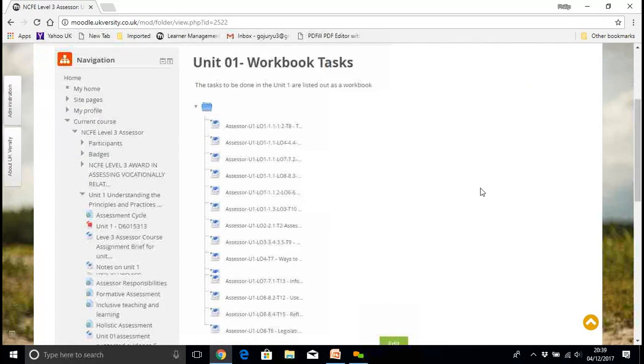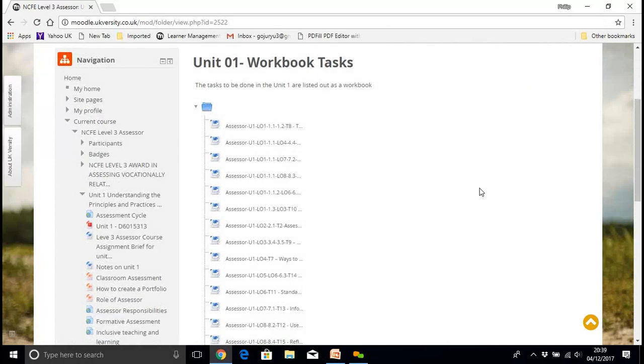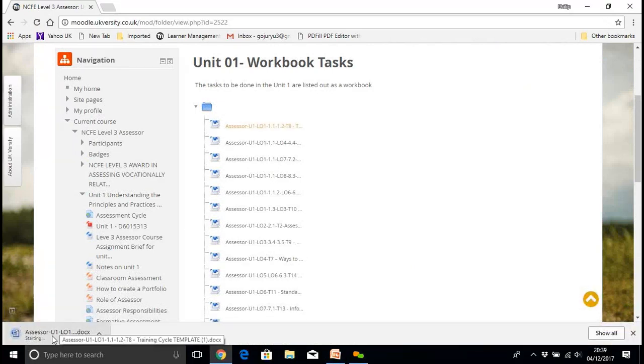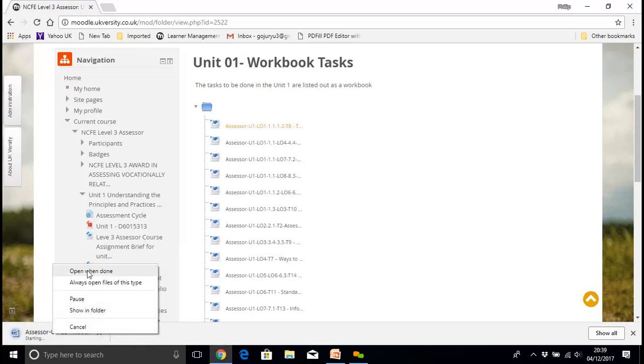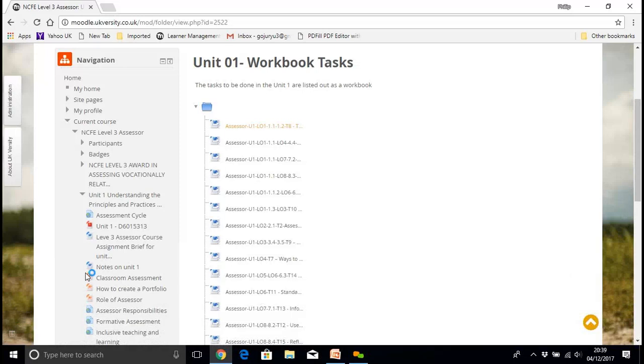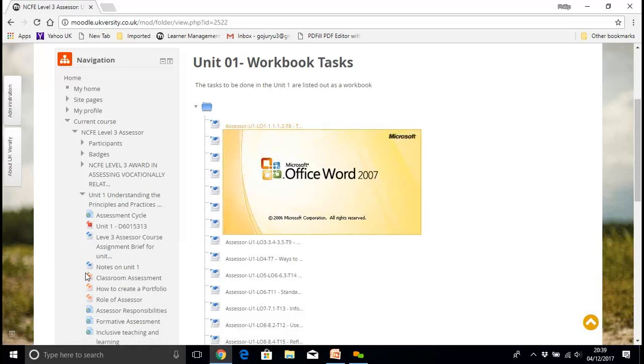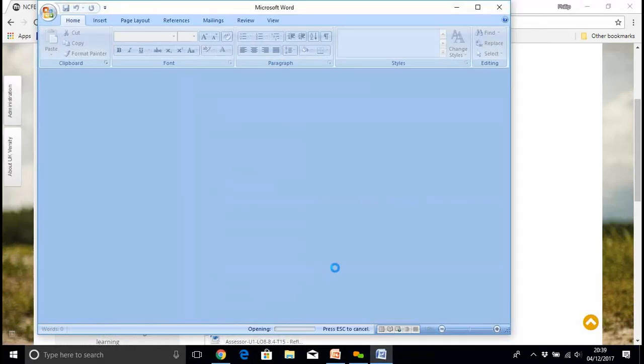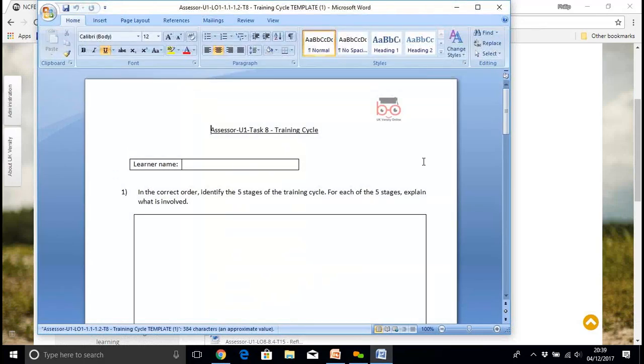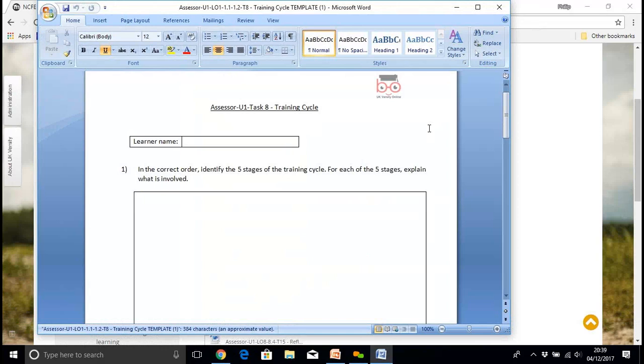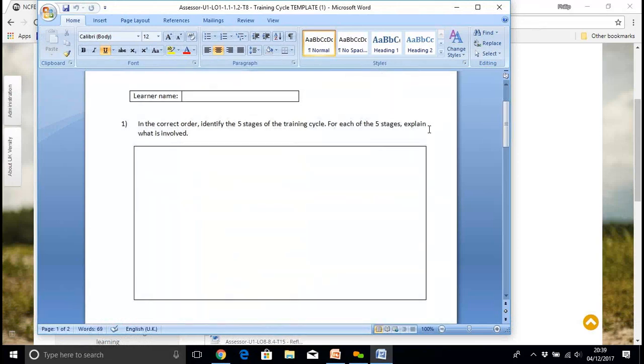The workbook is split into a number of different tasks. Last week, I asked you to complete the first one, sorry, the first 3, I think it was. Oh, well done. Which is Unit 1, Task 8, the training cycle.